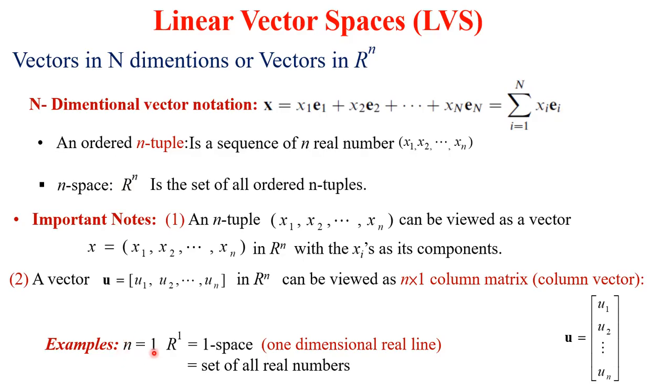If n is equal to 1, then we are in R1 space. R1 space is just the one-dimensional real line, and this one space is the set of all real numbers. If you have a set which includes all real numbers, then that set is called one space. And this is just the name, and geometrically this is just a horizontal straight line, where every real number lies on that line. So this set of all real numbers is called one space.